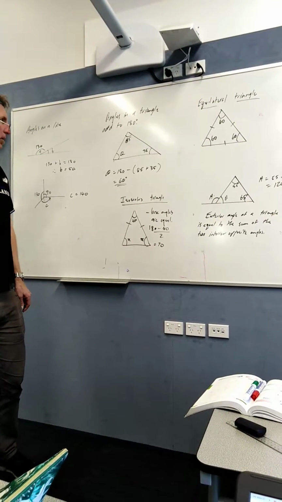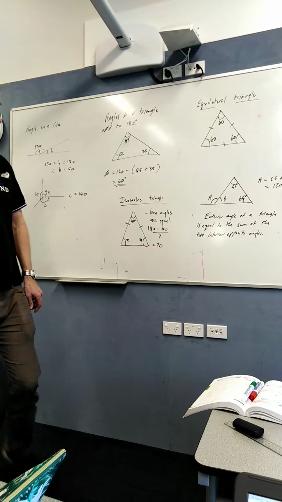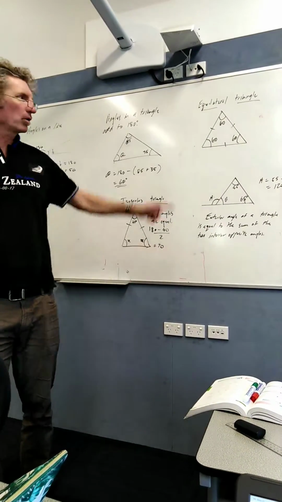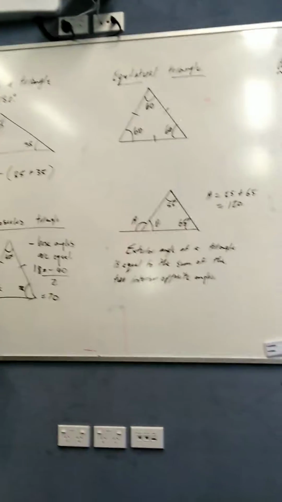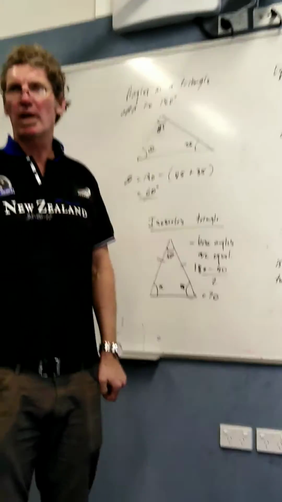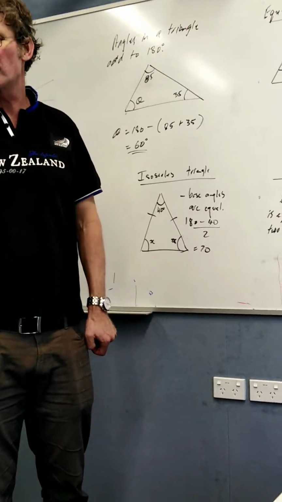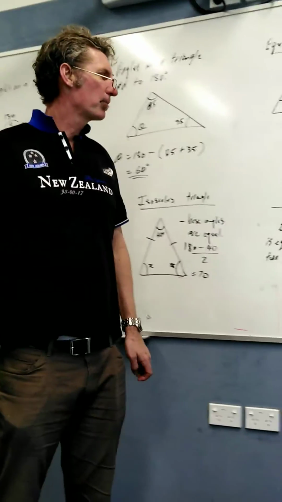Alright? The third triangle you may come across is an equilateral triangle, this one up here. Alright? An equilateral triangle, as its name suggests, has got three equal sides and three equal angles, so that's easy. They're always 60 degrees. Okay?